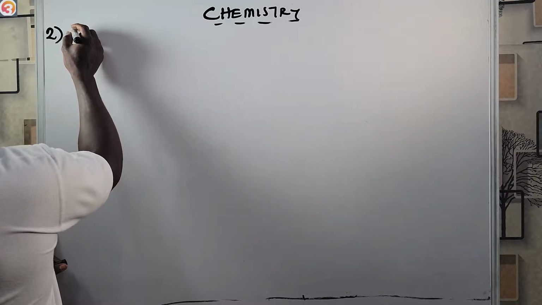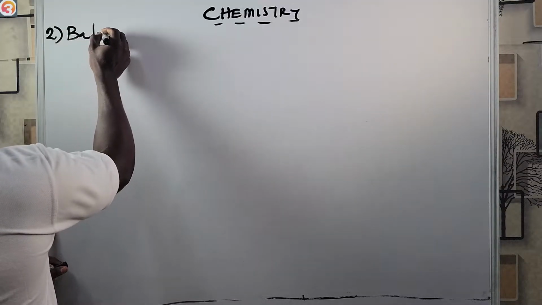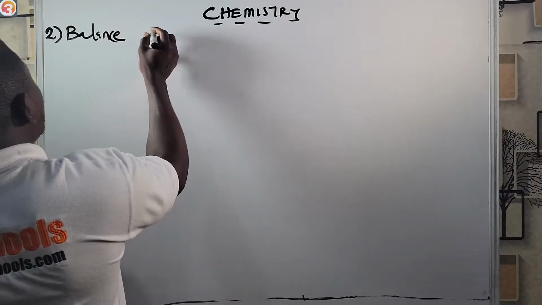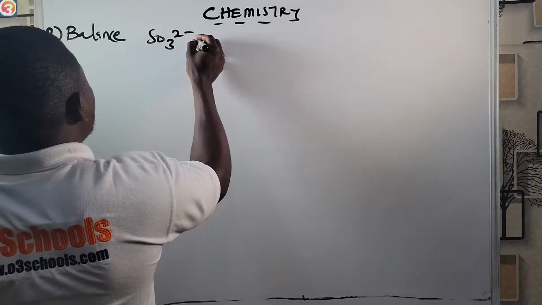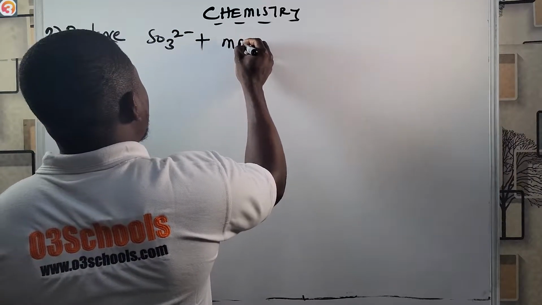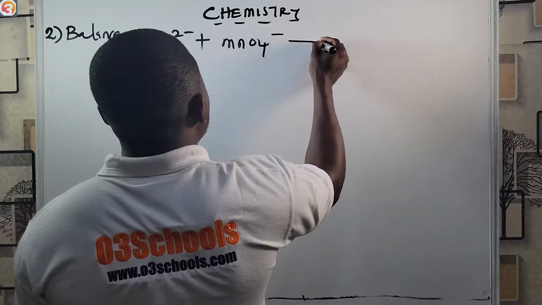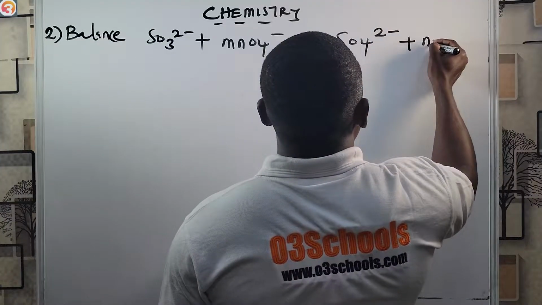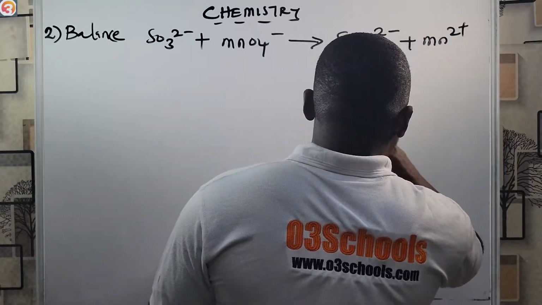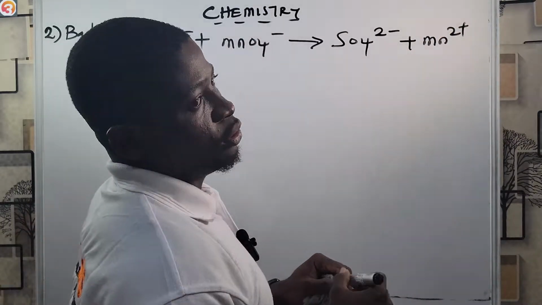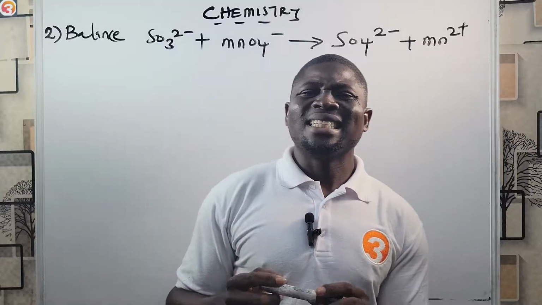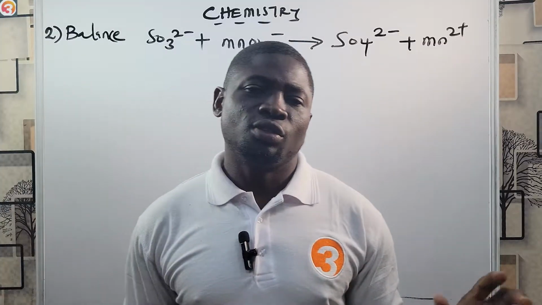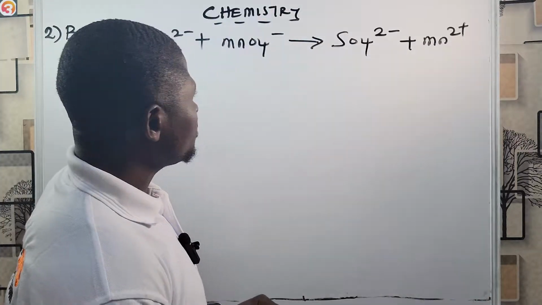So balance SO3 minus plus MnO4 minus gives SO4 minus plus Mn2 plus in acidic aqueous solution. Okay, so we're told to balance this in acidic aqueous solution. All right, so let's go.